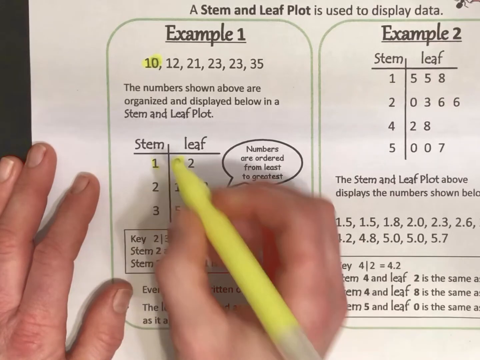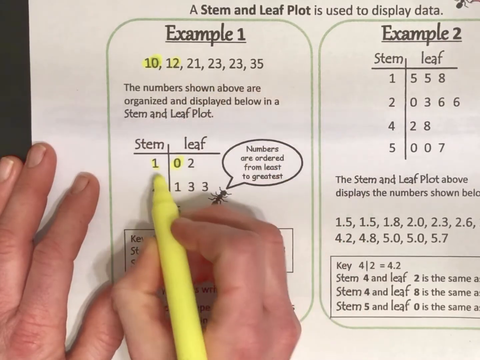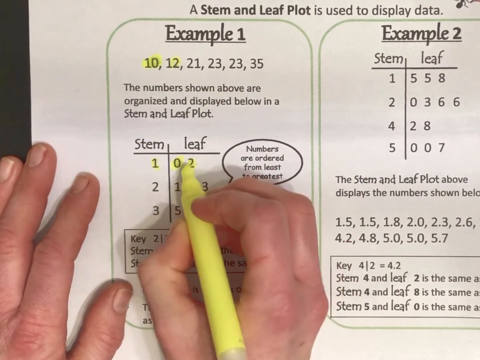Let's look at number 12, which also starts with 1. Since it has the same stem, we'll just put the 2 over here, and that's how we show the numbers 10 and 12.